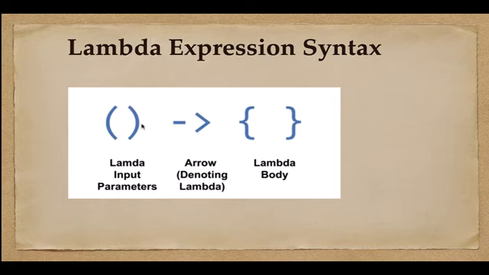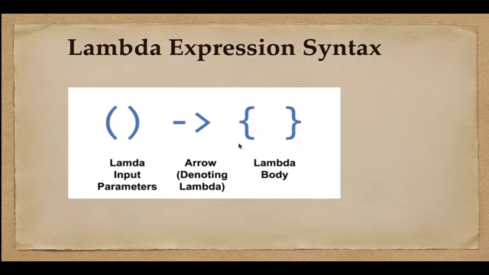Well, lambda expression basically contains these three parts. First part is lambda input parameters. Second part is arrow, so this denotes lambda. Third part is lambda body. Just remember this syntax because whenever we write a lambda expression, we use this syntax. So first part is lambda input parameters, second part is arrow, third part is lambda body.